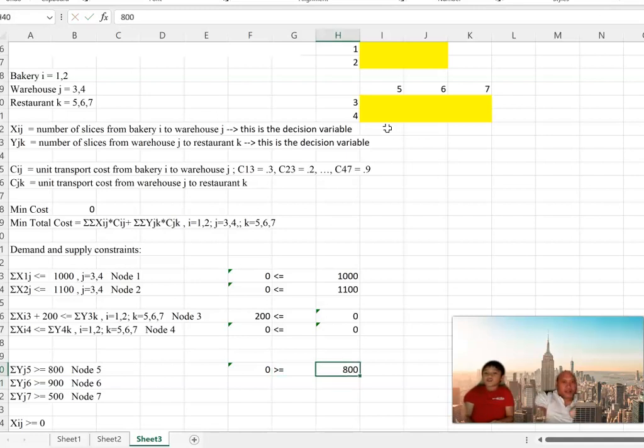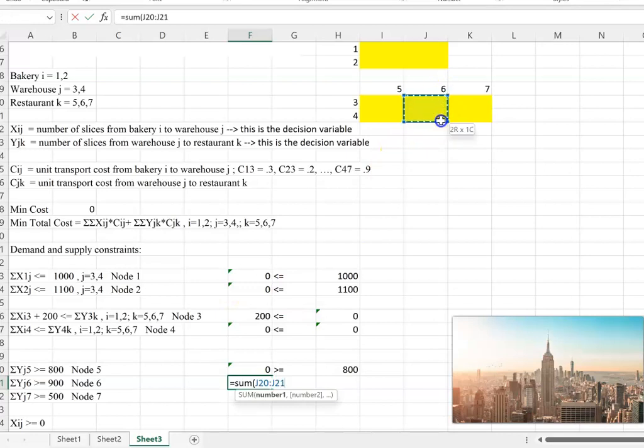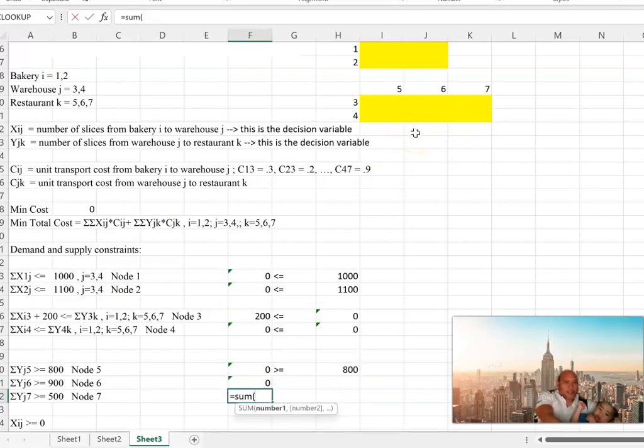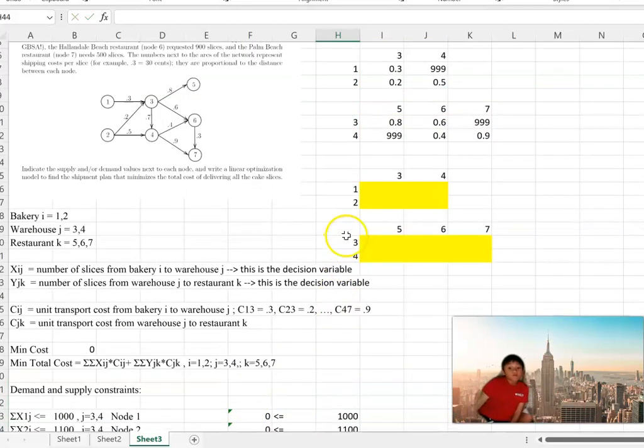So everything that goes into 6 is this one. Everything that goes into 7 is this. So they are all, let's get this 800, 900, and 500. Now we're ready to set this one up.